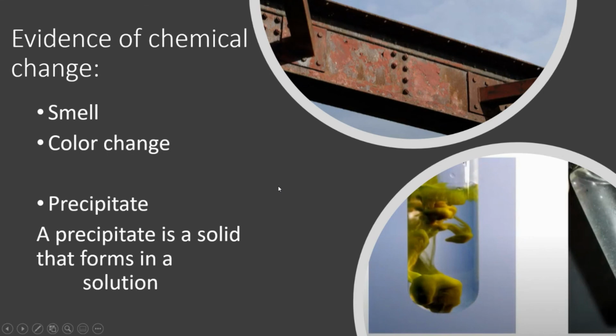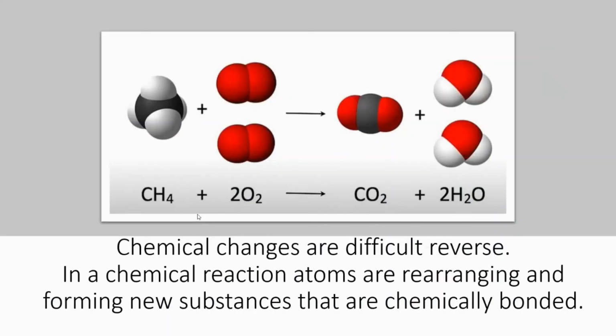And the last one, which we'll talk about in later chapters, but you need to know the definition, is a precipitate. Here, I may have had two clear liquids, but when I put them together, a solid forms in solution and it comes out like rain. Rain's a precipitate. That's actually a solid coming out of air. Here, our solid is coming out of solution, and that is a huge indicator that we have a chemical change. So make sure that you know that definition.